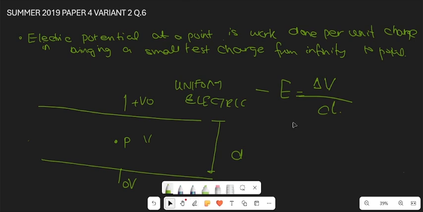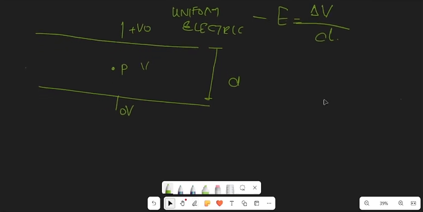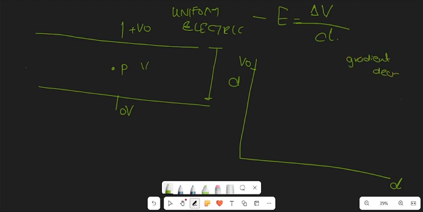So what they're essentially asking us to do is draw a graph. This is distance d and this is V naught. Now you do notice the fact that it was V naught here and then it becomes 0, so it is decreasing. First thing stated, gradient is decreasing. Now you may think that the gradient can decrease like this or like this.